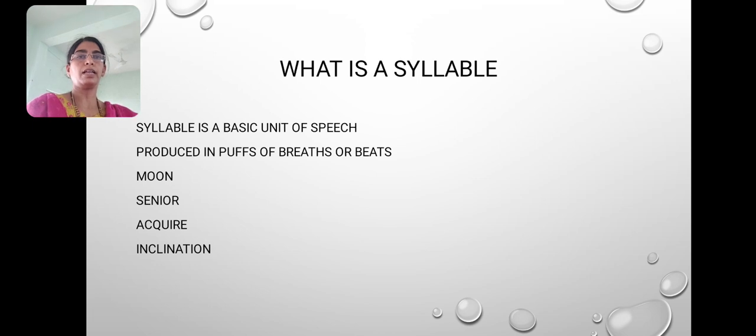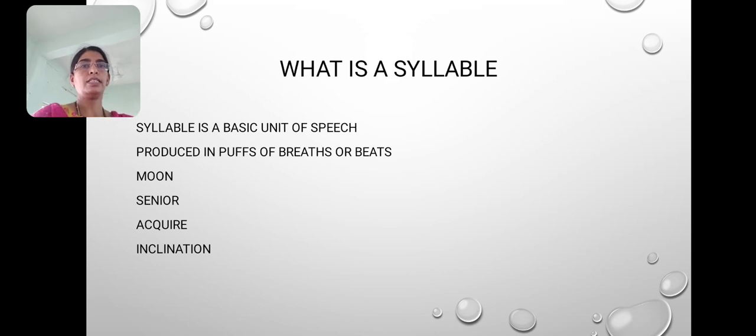A syllable, as I said, is a basic unit of speech. And how do you decide the number of syllables in a particular word? In order to understand that, you should have a basic knowledge of phonetics. What is phonetics? It is the study of human speech sounds, how the sounds are produced and how they are received. It is the science of pronunciation of human speech sounds. If you have a knowledge of phonetics and of phonetic symbols, it's very easy to identify the number of syllables in a word.